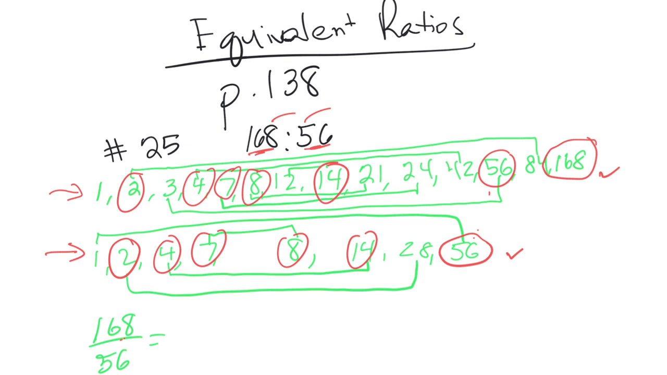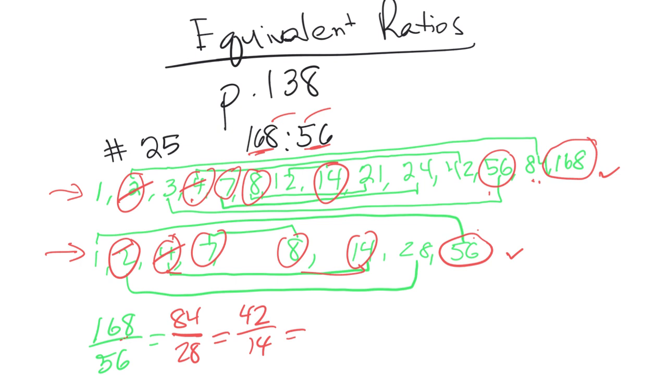So first let's divide 168 by 2. Well, that gives us 84. I drew a line from the 2 down to the 84 over here so you could see what happens when I divide it by 2. And then 56 divided by 2 is 28. So there's our first one. I've done 2. Now let's divide it by 4. 168 divided by 4 is 42. And 56 divided by 4 is 14.